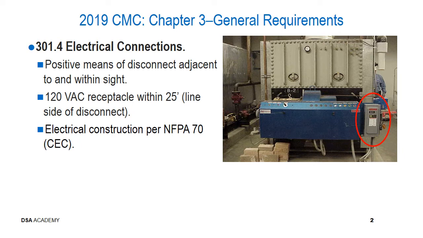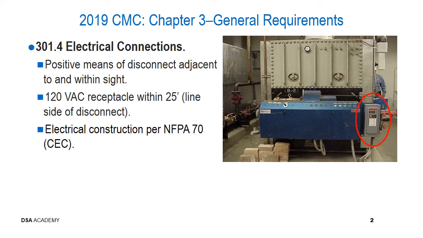Not to get too far into the electrical requirements, but a positive means of disconnect must be located adjacent to and within sight of the equipment so that the repairman or the maintenance personnel may safely disconnect the power from the equipment that they are planning on servicing.